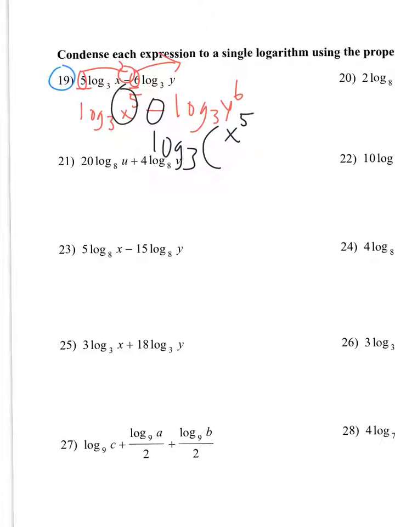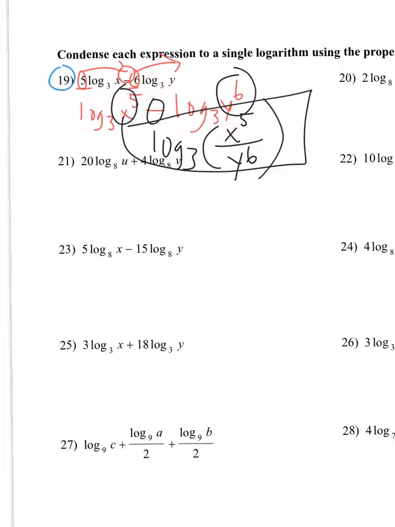So I'm going to have x to the 5th over whatever my thing is after I subtract the log, y to the 6th. And that would be condensing it to a single logarithm in number 19.